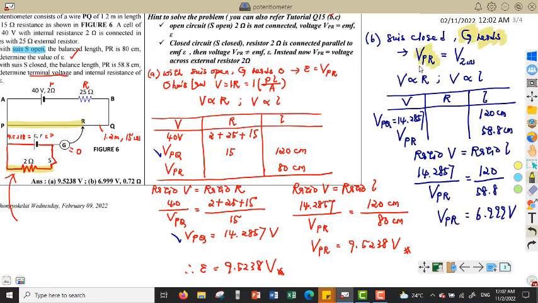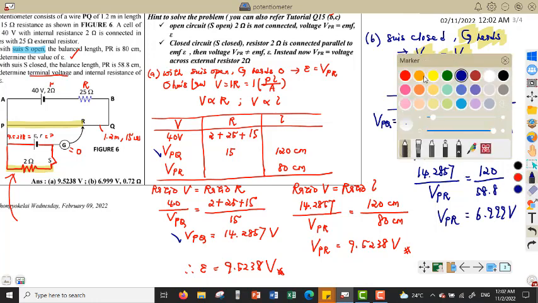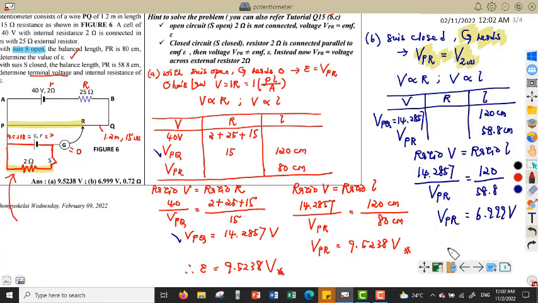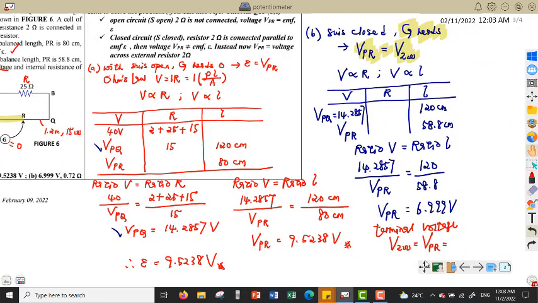So we understood that when G reaches 0, the voltage across the balance length will equal the voltage across the 2 ohm resistor, which is known as the terminal voltage. So our terminal voltage, the voltage across the 2 ohm resistor, will equal the voltage across the balance length. So the value will be 6.999 volt. Okay, so we have got the terminal voltage across the 2 ohm resistor.